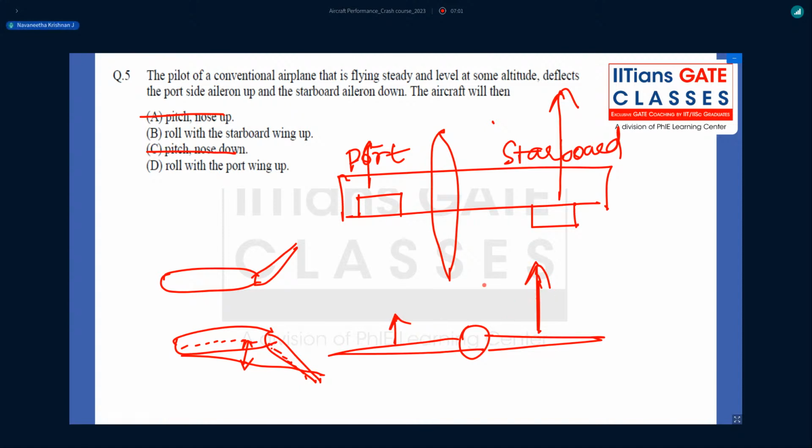So the differential lift will cause a rolling moment towards the port side. That means the starboard wing is going up. So it's a roll with the starboard wing going up. Yes, Satish, correct answer. Option B is the correct answer. Any doubt?